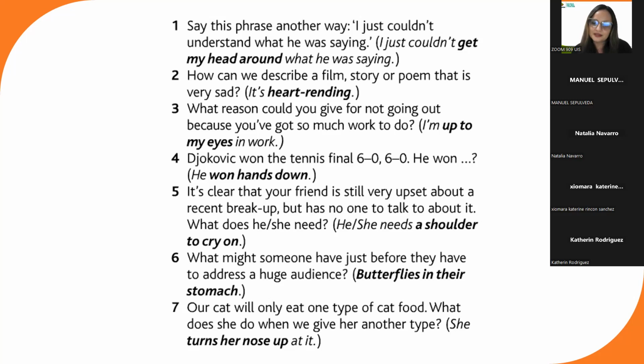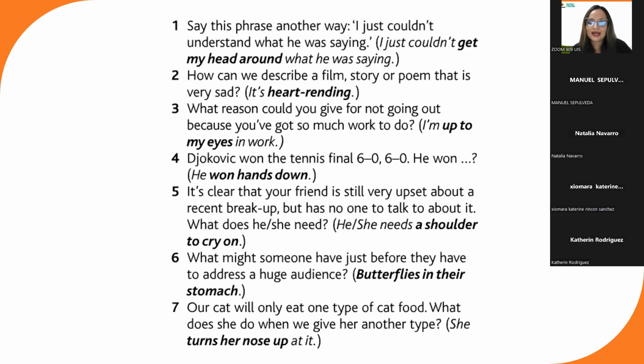As Xiomara said, she needs that shoulder to cry on, or he, yeah, because the person doesn't have anyone to talk about the problems. So it will be very good to have a person who supports. Okay. Yes, butterflies in our stomach. That is pretty much what we feel when we are nervous or when we are anxious.